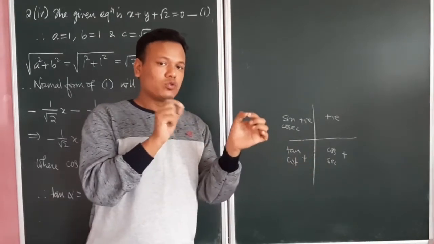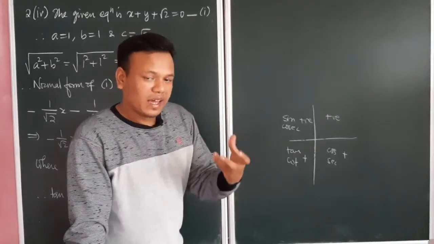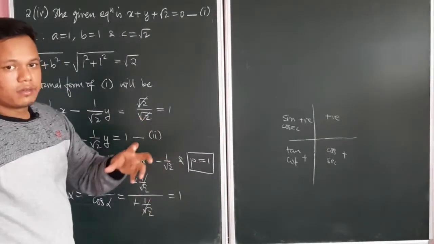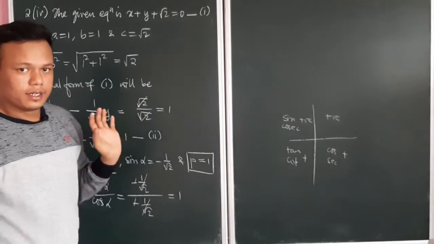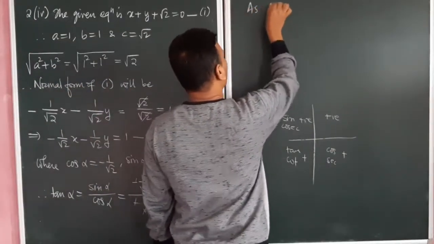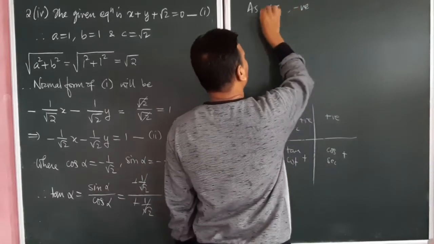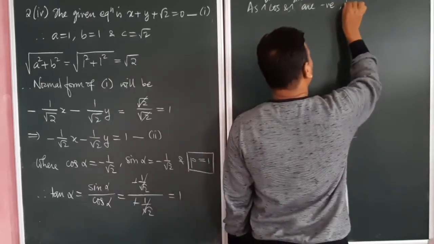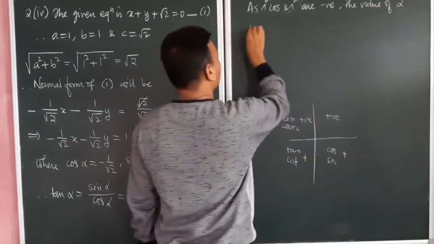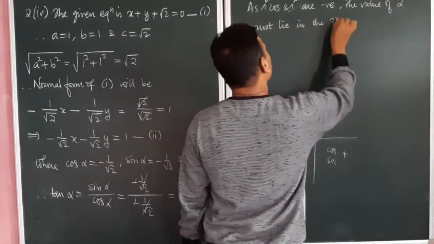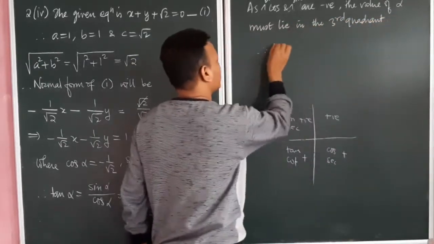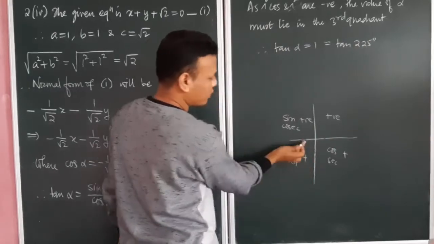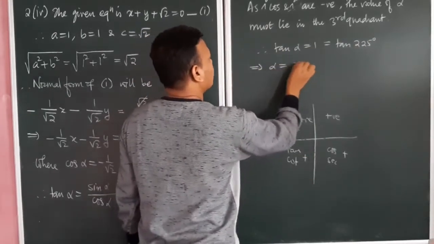Between 180 and 270, if you find the angle where tan is 1, that particular value will be 225 degrees. As both cos and sin are negative, the value of alpha must lie in the third quadrant. So tan alpha is 1, and in the third quadrant we have tan 225 degrees equal to 1. 225 lies between 180 and 270. So from here, what is the value of alpha? Alpha turns out to be 225 degrees.